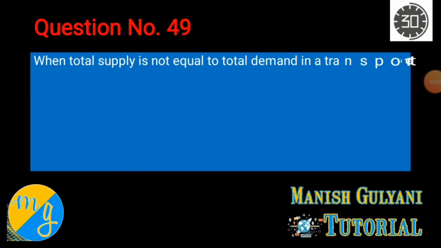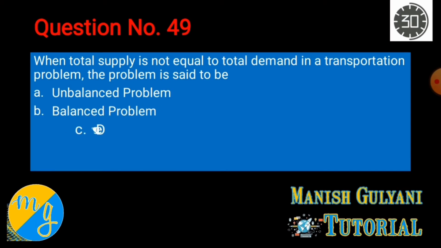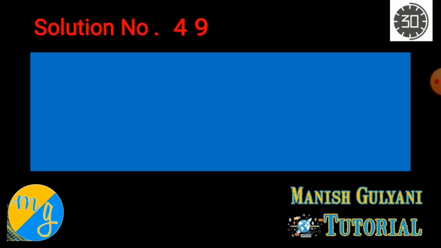Now question number 49. When total demand is not equal to total supply in a transportation problem, the problem is said to be: unbalanced problem, balanced problem, degeneracy, none of the above. It is the first step of a transportation problem: identify whether the case is balanced or unbalanced. If total supply is equal to total demand, the case is balanced. But here we are talking about when total supply is not equal to total demand. So the case is unbalanced. So option A, unbalanced problem, is the correct answer.